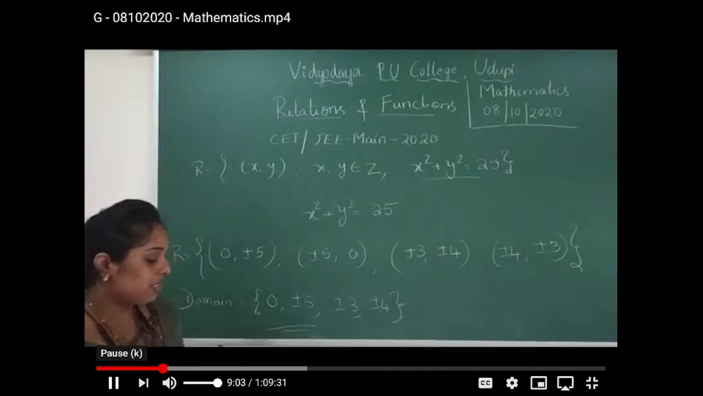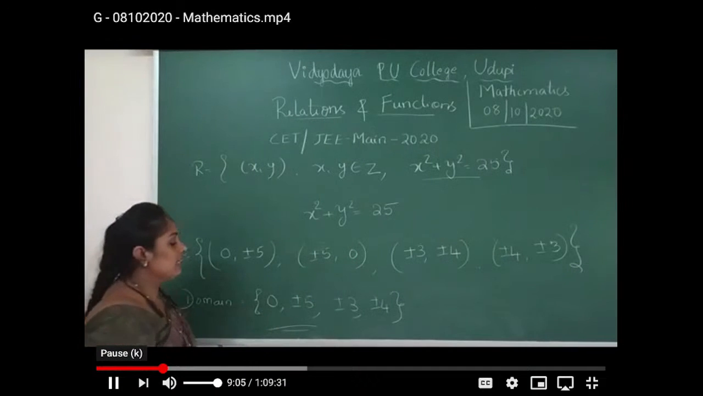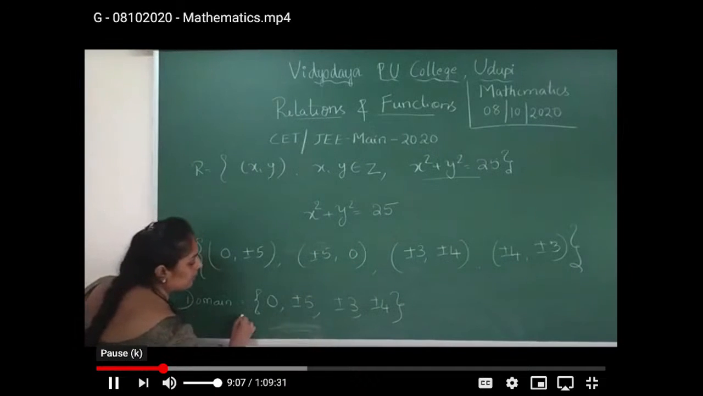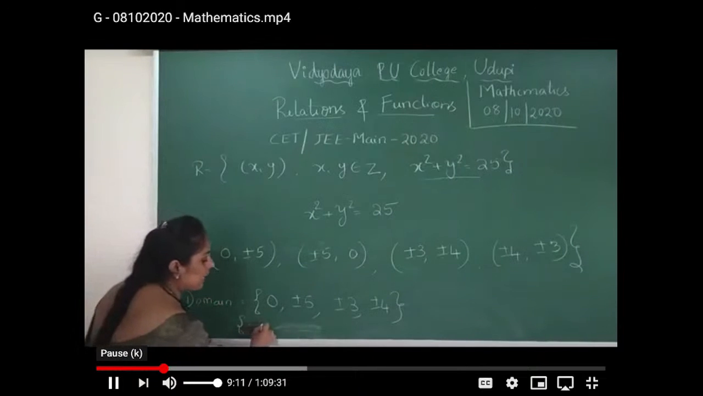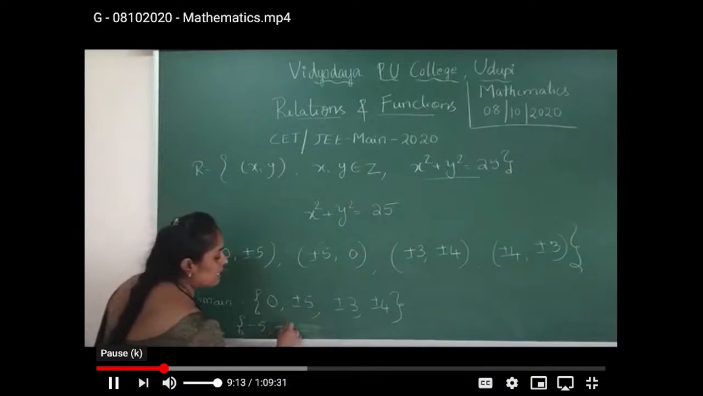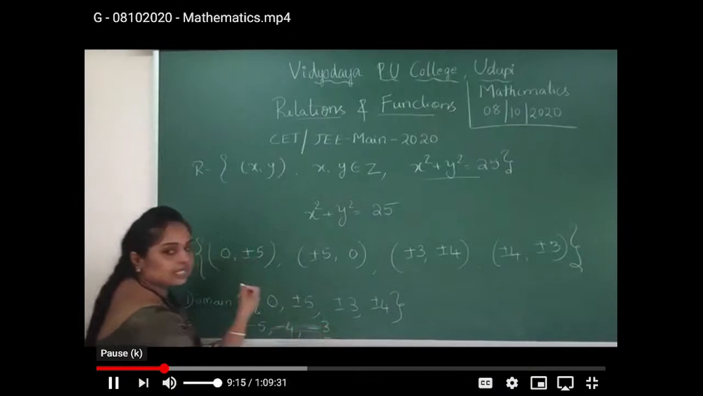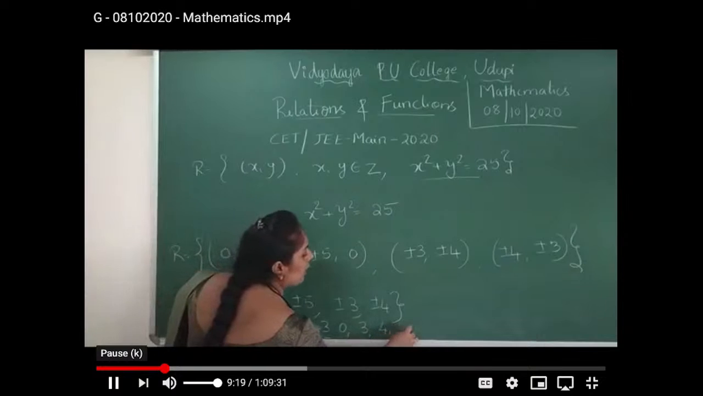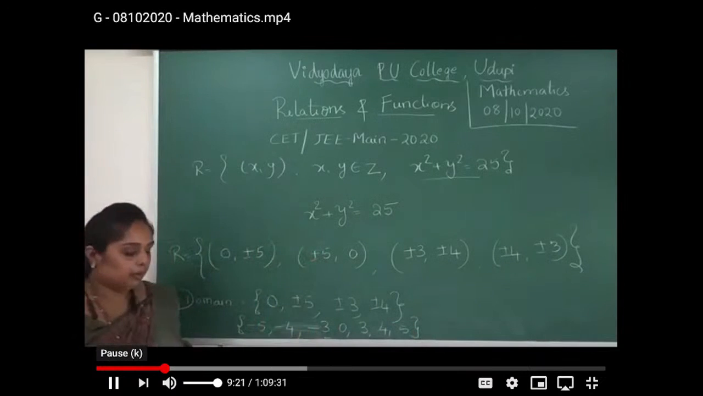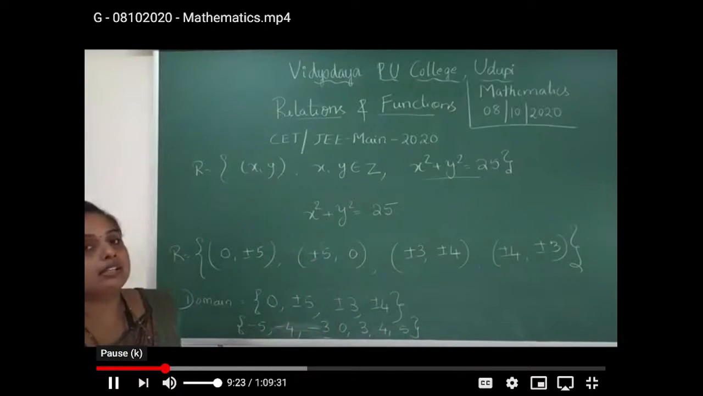If you want to see the options, I can write this in the form of integers: minus 5, minus 4, minus 3, 0, 3, 4, 5. So option 1 is correct. Option 1 will be the answer.